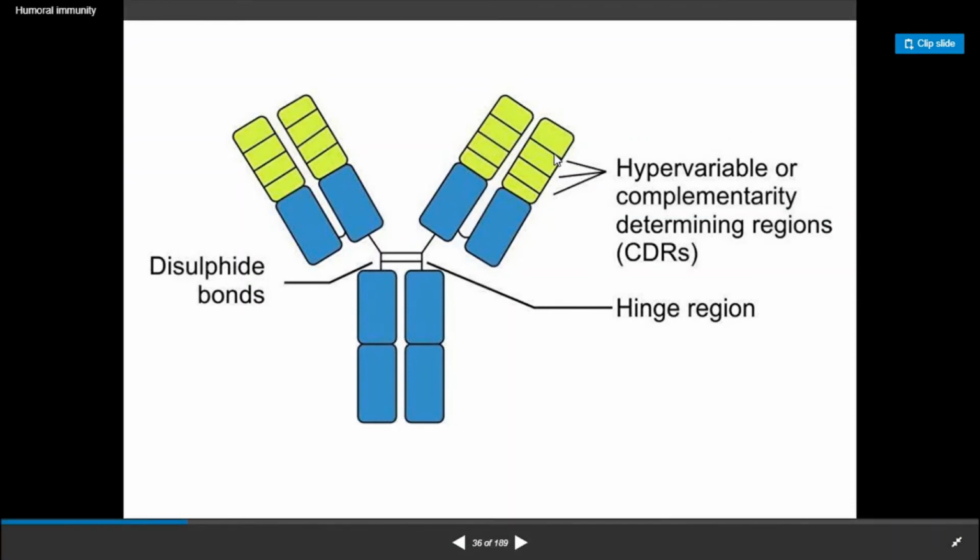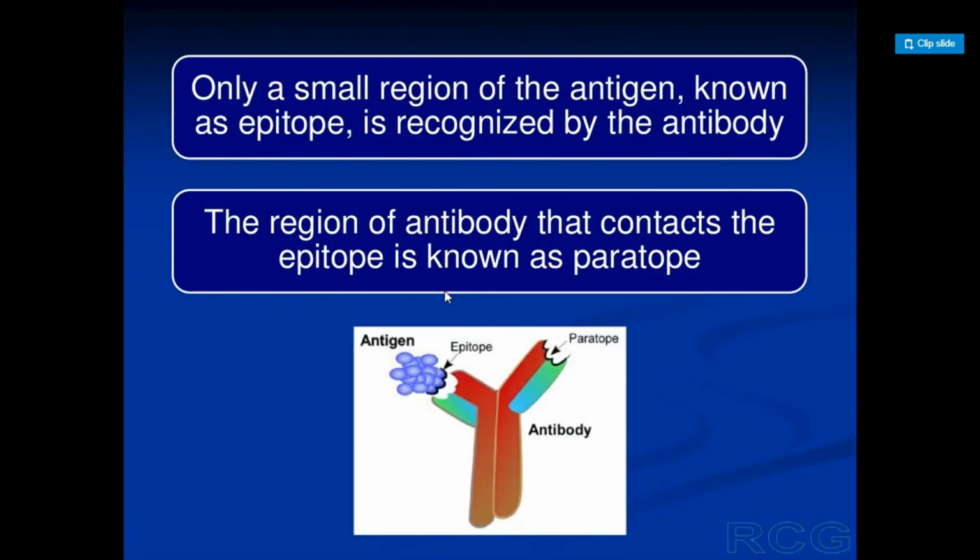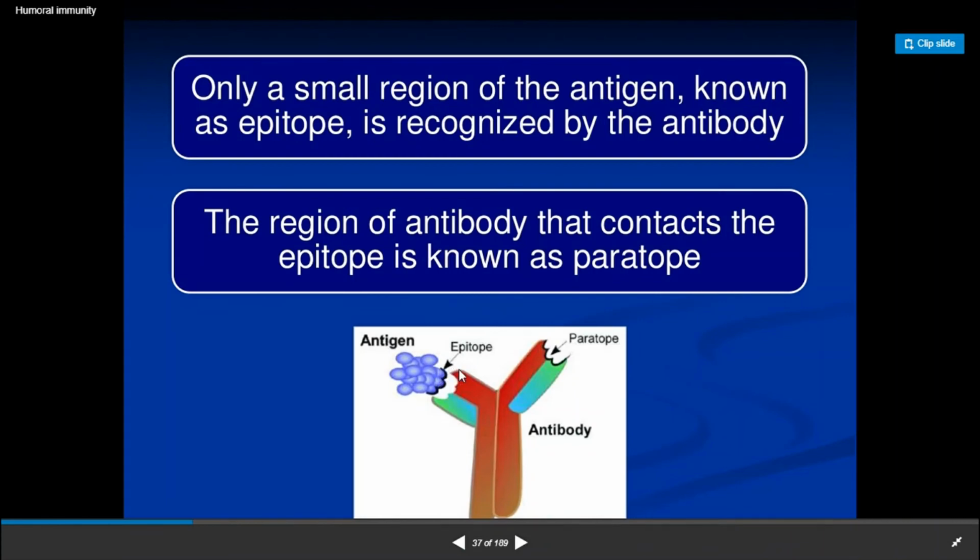Here, these are the hypervariable regions, called the CDRs, and this is the hinge part, and these are the disulfide bonds. This is the structure of the immunoglobulin. Only a small region of the antigen is known as the epitope. Earlier we discussed that only a small portion of the antigen is called the epitope, and it is recognized by the antibody. In the diagram, the antibody recognizes this epitope from its variable region side. The region of the antibody that contacts the epitope is called the paratope. These are the paratopes and these are the epitopes.